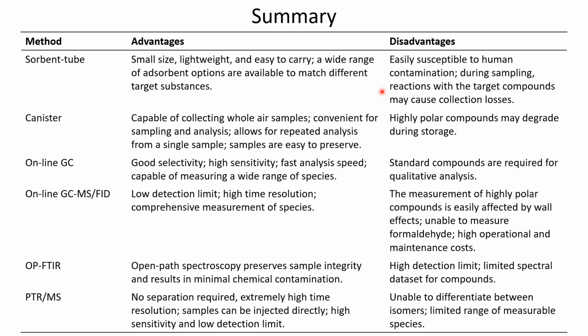So canister is maybe the popular one. We can collect whole air samples, and it is convenient for sampling and analysis, and also repeat analysis. And some samples can be preserved well. And there is also some disadvantage. Basically, the samples are lost during the storage.